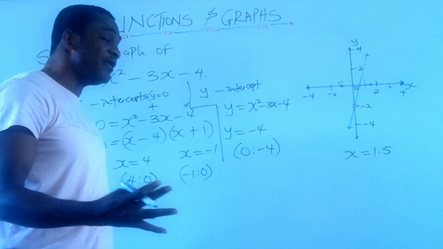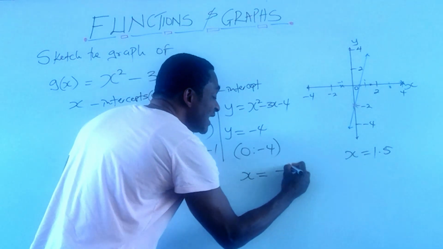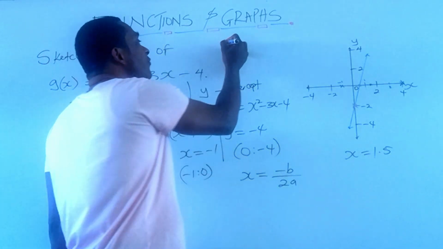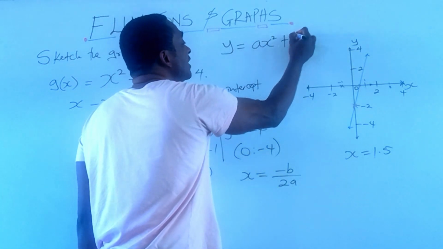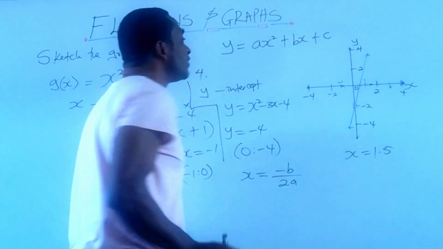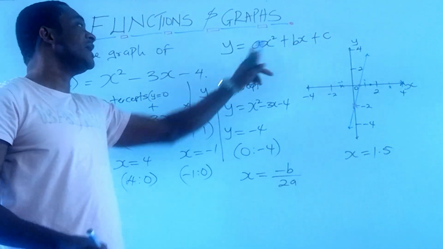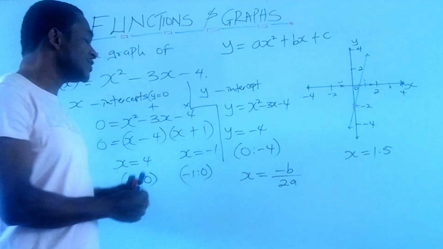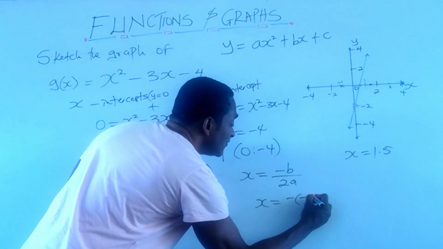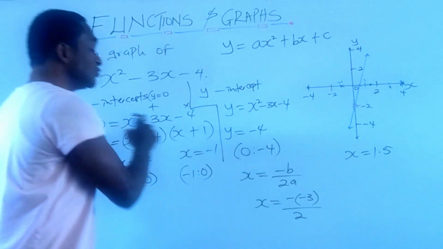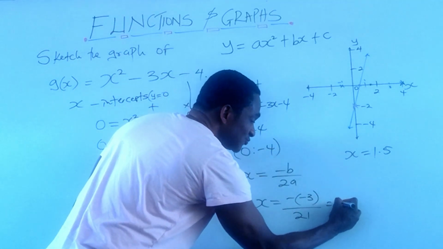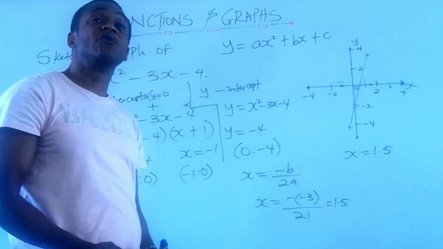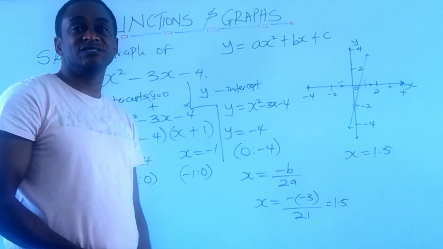Alternatively, if you want to use the formula, the formula for getting the x value of the turning point is minus b over 2a. Note that every quadratic function has this general form, ax squared plus bx plus c. The coefficient of x is our b, so this is negative 3. So we have x equals negative of negative 3, all over 2 times a, which is 1 in this case, so 3 over 2, which will still give us 1.5. So either way, if you want to do the counting and balancing, or if you want to use the formula, that will give you the x value of the turning point.